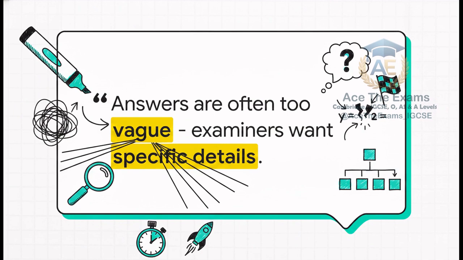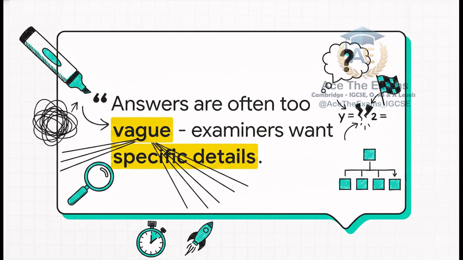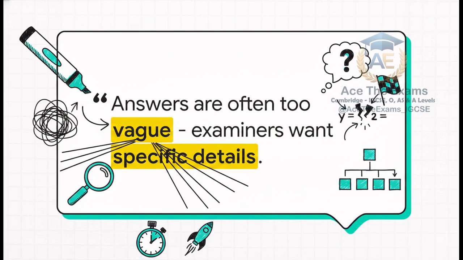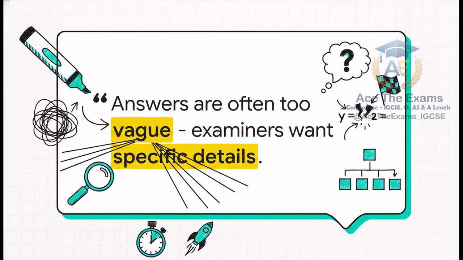The principal examiner reports state incredibly clearly, answers are often too vague. Examiners want specific details. Think about that for a second. When Cambridge examiners sit down with their coffee to grade your 0606 kinematics questions, they're not just hunting for a correct final number at the bottom of the page. If they were, a calculator could grade the exam. No, they are looking for a complete, airtight logical argument.